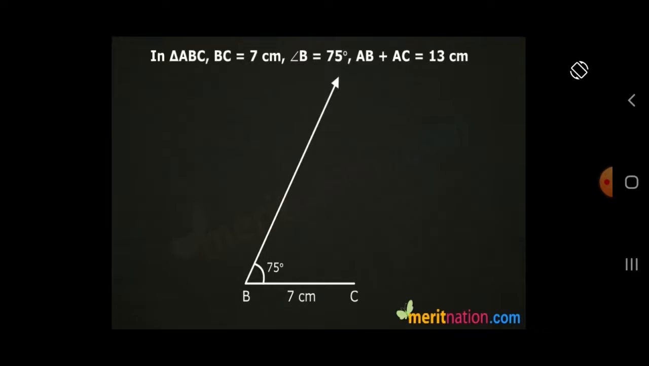Let's call this XBC. Now, cut a line segment BD equal to 13 centimeters, which is AB plus AC, from the ray BX. Now, all you need to do is join DC and make an angle DCY equal to angle BDC. Let CY intersect BX at A. Triangle ABC is the required triangle.